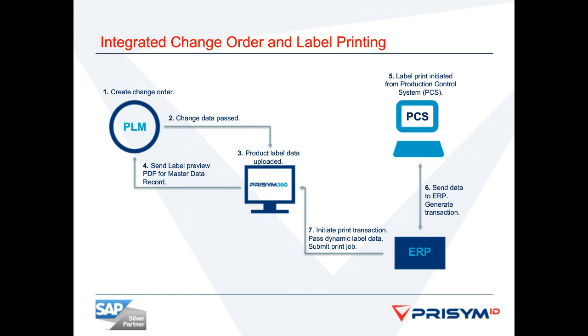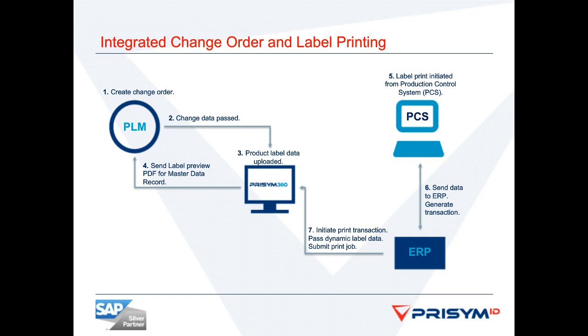PCS system says, okay, this order is ready to be printed. What needs to be printed? It scans the work order and sends the command to the ERP system saying that a print request has been created and we want to print the label for the following product. The ERP system, which is SAP in this case, takes the request from the PCS system and collects all the transactional data which is in the ERP system and sends it to the Prism 360 system to say, we want to print the following label with the following attributes.